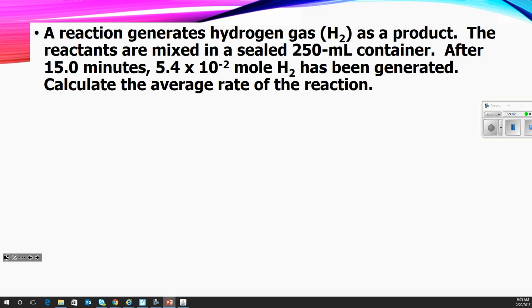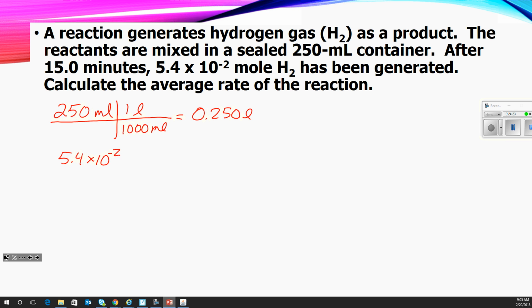So if we want it in molarity again, we have to do moles per liter, right? So if we take 250 milliliters and change that to liters, we have 1,000 milliliters in 1 liter, so 0.250 liters. I've got my moles, 5.4 times 10 to the minus 2 moles. Divide it by liters, because remember molarity equals moles divided by liters. 0.250 liters. And we can end up with molarity. So they throw that through for me.